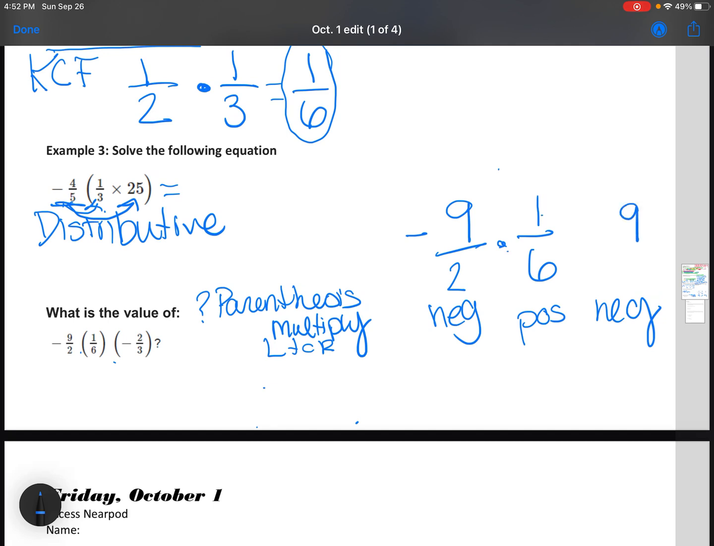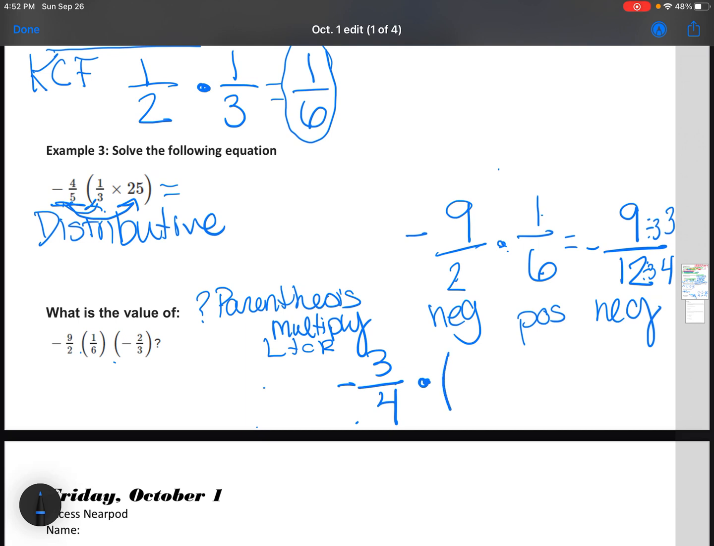9 times 1 is 9. 2 times 6 is 12. So I get a negative 9/12. Can 9/12 reduce? Yes, I can divide by 3 and get 3. Divide by 3 and get 4. So I get negative 3/4.